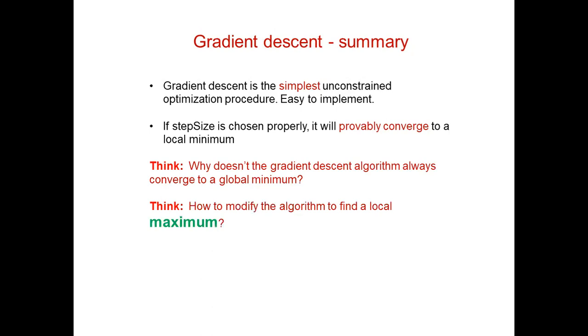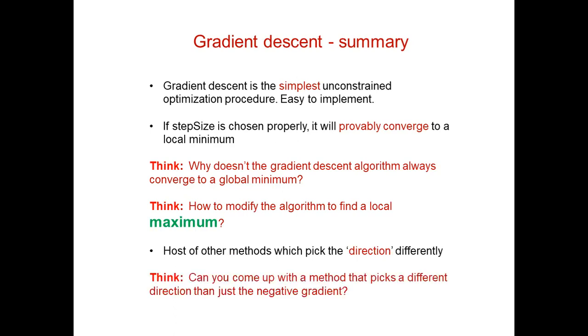So think about how to modify the algorithm to find a local maximum. I mean, whatever works for a local minimum, the same procedure works for a local maximum. So if you are working in a local maximum setting, then the gradient of the function at that point, as I said before, points in the ascent direction. So we don't need to make it negative. We are making it negative because we want the descent direction. So can you come up with a method that picks a different direction than just the negative gradient? Yes.